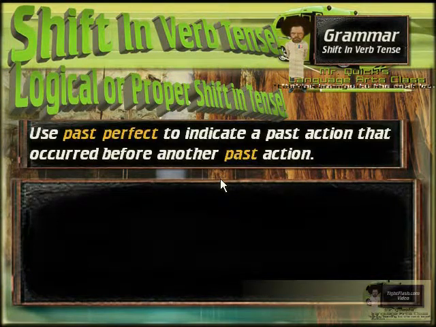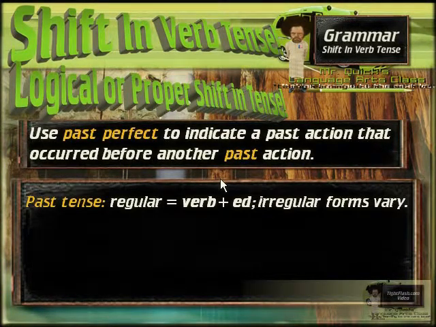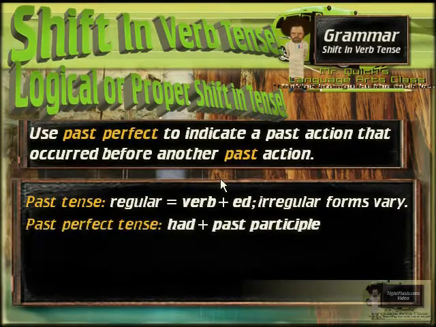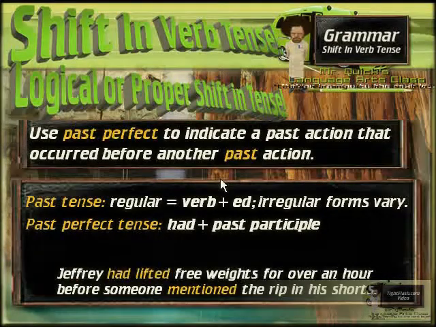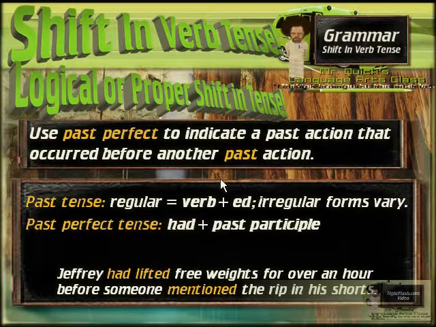Okay, next rule here, we're going to use past perfect to indicate past action that occurred before another past action. Okay, past tense. Regular equals, of course, we know the ed, irregular verb forms, of course, they change in their spelling. And of course, we know the past perfect tense is the had plus the past participle. And for instance, Jeffrey had lifted free weights for over an hour before someone mentioned the rip in his shorts.